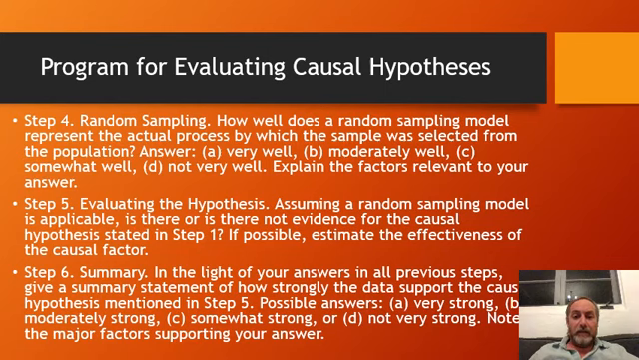And then finally, take a moment, in light of all your answers from the previous steps, to give a summary of how well you think the data supports the causal hypothesis. So, very strong support, somewhat strong, not very strong. Note the various factors supporting your answer. The fact that this is a randomized experimental design, which is the best kind, that'll count. How effective was the causal factor, and so on. All the things that contribute to your answer there.